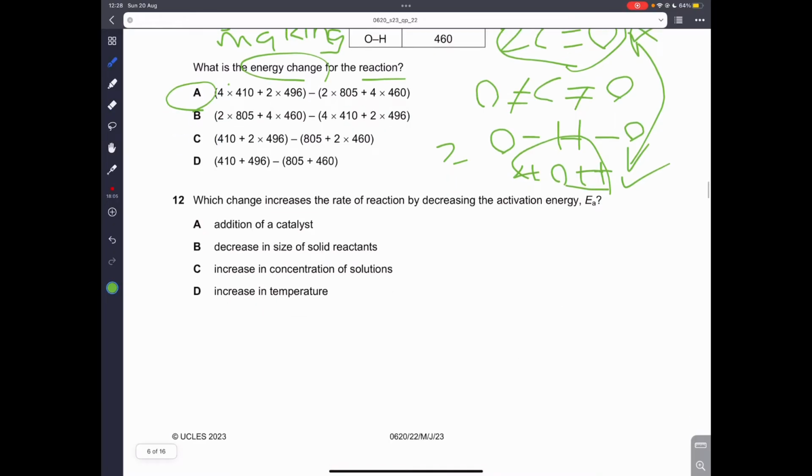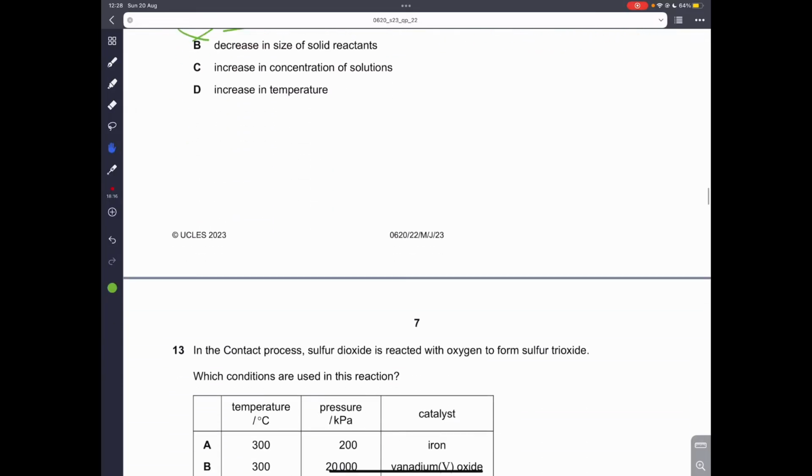Question number 12. Which change increases the rate of reaction by decreasing the activation energy? Well, always remember that adding a catalyst will always decrease the activation energy needed, so A is the correct answer.